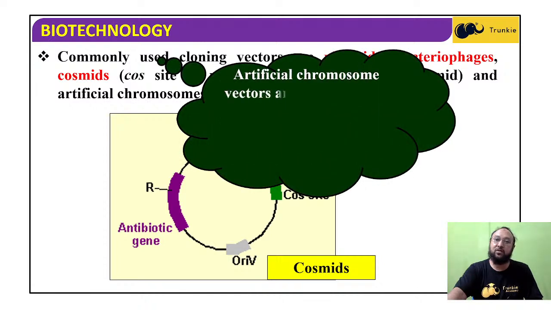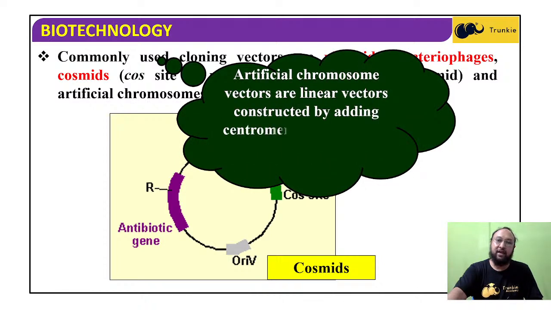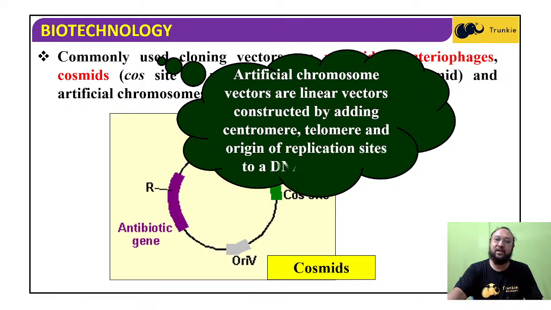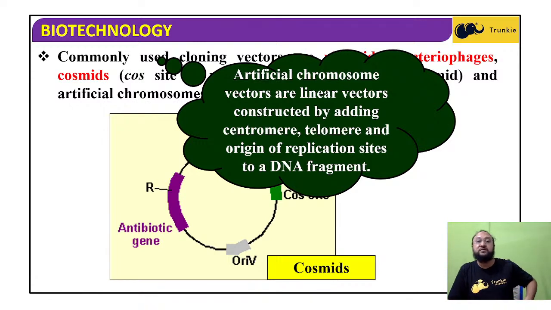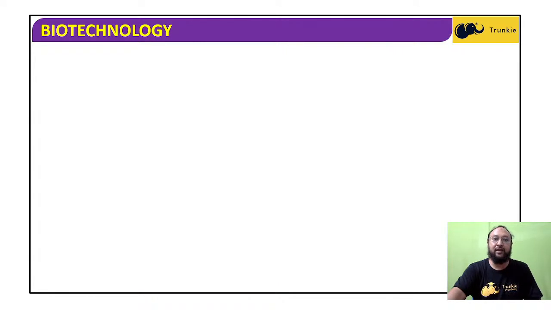Now, artificial chromosome vectors are linear vectors constructed by adding a centromere, telomere, and origin of replication sites to DNA fragments. So artificial chromosomes are also prepared in the lab, constructed by adding centromere, telomere, and origin, because these are the parts of chromosomes that must be added to make it functional.